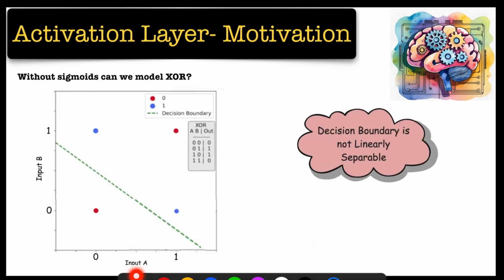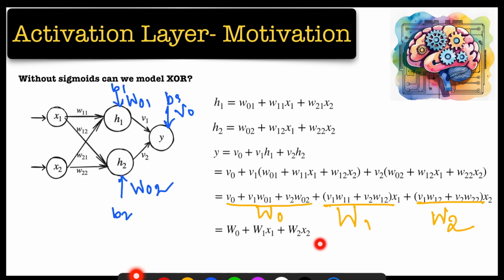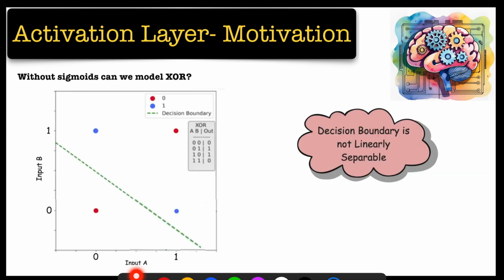But if you see the XOR function, the decision boundary is not linearly separable. For 0, 0 we have 0, for 1, 1 we have 0, and for 0, 1 and 1, 0 we have 1, right? So we cannot draw any line to separate zeros and ones. With a linear equation like this, we cannot solve a function like XOR. That's why we introduced some non-linearity. Here sigmoid acted as the non-linearity function.